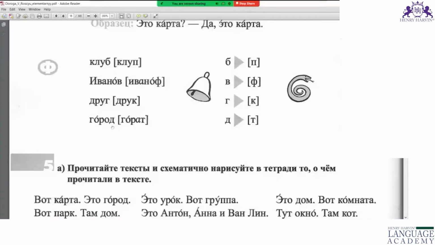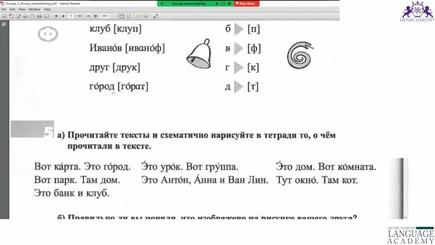Okay. Not all letters have pairs. For example, m, l, r. They do not have pairs of dull and bright sounds. Only some letters have a pair, like b, p, v, f, g, k, d, t. So this is just to understand why, for example, I say город, but I write letter D instead of T, because it is the last letter and we lazily pronounce it as a dull sound. Okay?